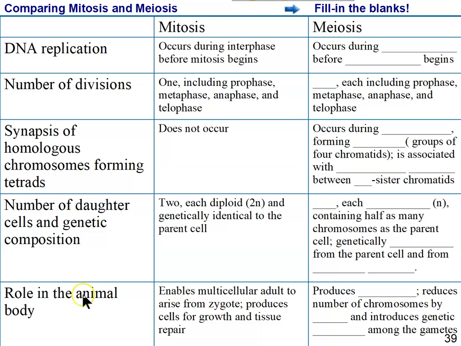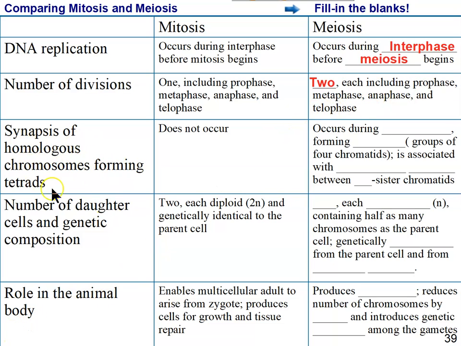So let's go ahead and take a comparative look at mitosis versus meiosis. So let's look at DNA replication first. DNA replication occurs during interphase, and more specifically during the S phase of interphase before mitosis begins. It also occurs during interphase before meiosis begins. So that's the same. Number of divisions: in mitosis it's only one, including prophase, metaphase, anaphase, and telophase, and in meiosis it's two, each including prophase, metaphase, anaphase, and telophase, and that's why you need to designate prophase 1, metaphase 1 versus prophase 2, metaphase 2, and so forth.